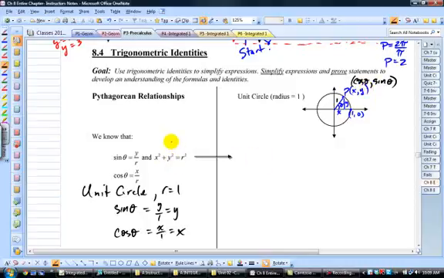Okay, now with that in mind, we also have the Pythagorean relationship here. On this little right triangle, we have x squared plus y squared equals r squared, but r is 1, and so you have x squared plus y squared equals 1 squared, which is obviously 1. Why is that? Well, because r is 1.